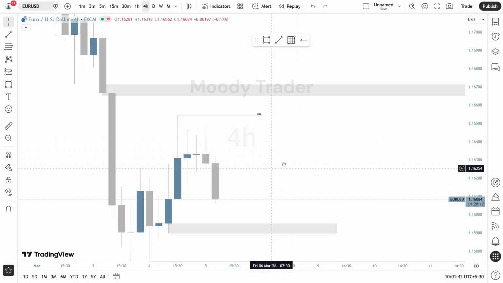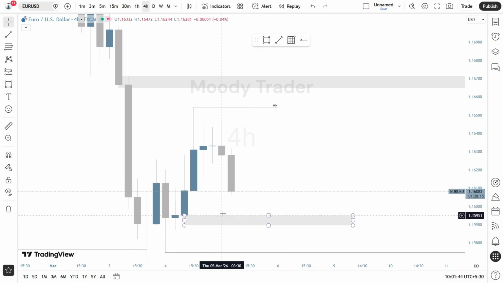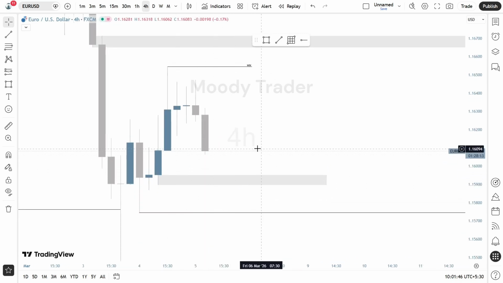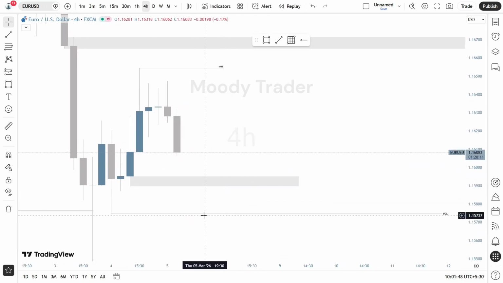So I'm anticipating that most likely the price can react from these levels over here or take the previous day low all the way and then move into the upside direction. Let's move to the 1 hour now.